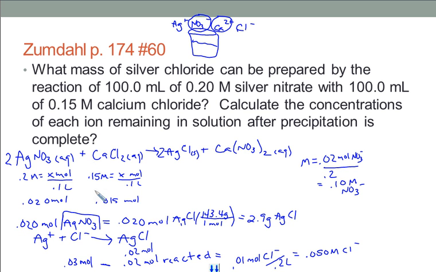The calcium went unreacted the whole time. I started with 0.015 moles of calcium chloride, which means I have 0.015 moles of calcium. Nothing happened to it as the reaction proceeded. So I have 0.015 moles of calcium over the volume, again added 100 mL with 100 mL. So the concentration of the calcium is 0.075 molar Ca2+. I think that answers all of the questions.